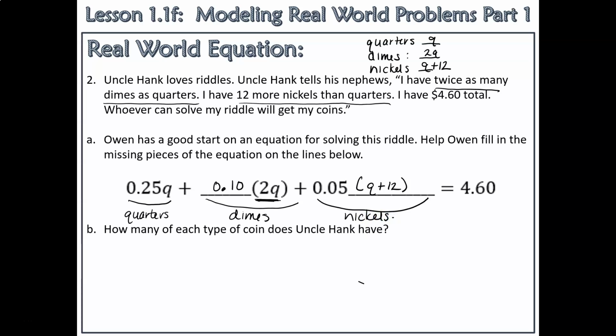So how many of each type of coin does he have? Well, if we find the quarters, then we can figure out everything else. So let's write this expression out and find the value of Q.